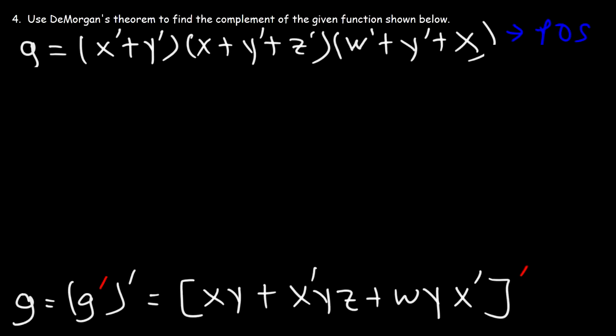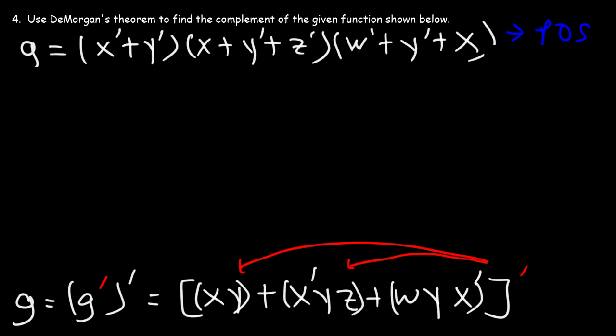What I recommend before distributing the complement symbol is to take each product term and put it in parentheses. Now, let's distribute the complement symbol to each parentheses that's inside the bracket symbol. So we're going to have G is equal to, now as we distribute the complement symbol, the OR operation inside the brackets will be converted to an AND operation. So basically addition becomes multiplication.